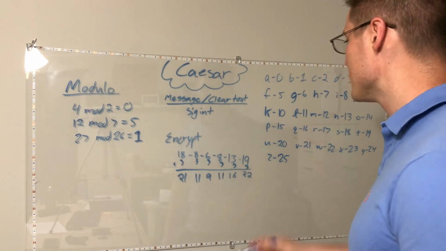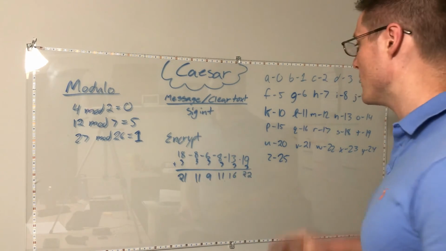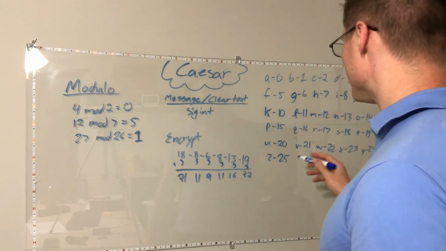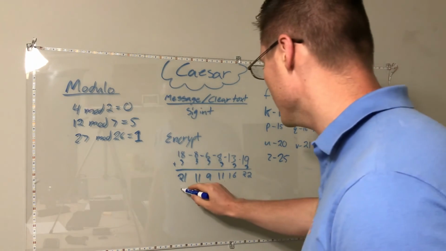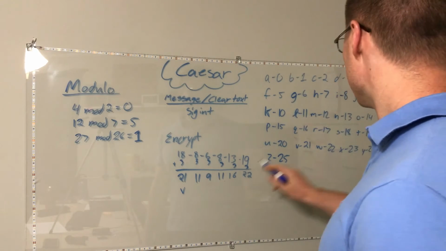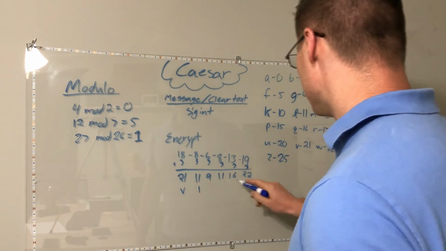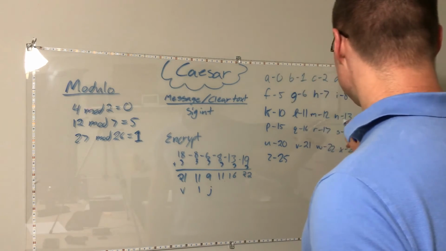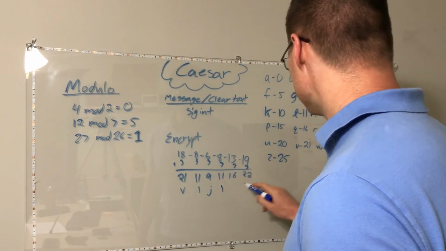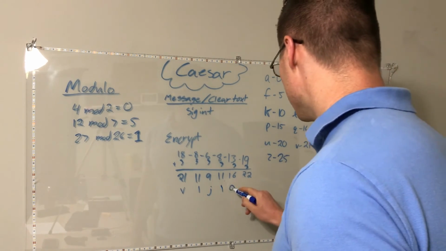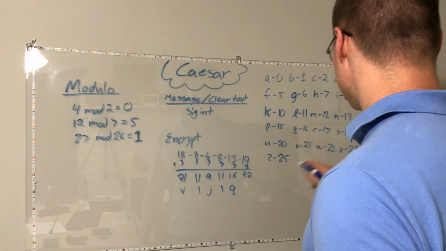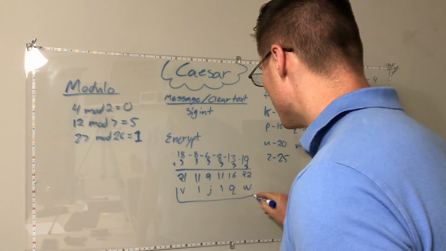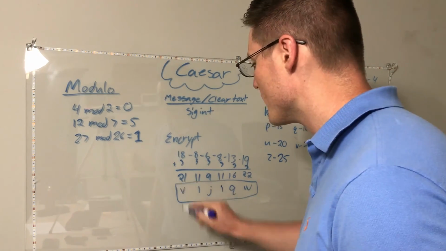And in this case, we can look up the values in our ASCII table over here. In this case, we're going to have V, we're going to have L, J, L, Q, and W. So our final answer will be this, and this is the encoded value.